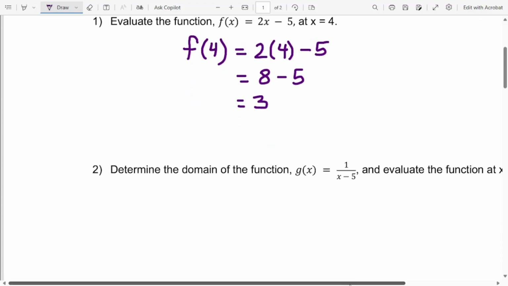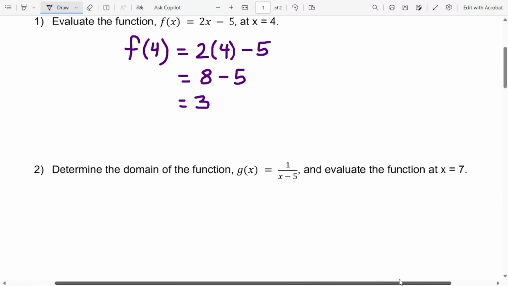All right, for the next one here, it says determine the domain of a function g of x equals 1 over the quantity x minus 5 and evaluate the function at x equals 7. So the domain, well, what can we put in for x values? So we can put in everything except when x equals 5, we have 5 minus 5, so we have a division by 0. We can't do that. So we could say just x not equal to 5.